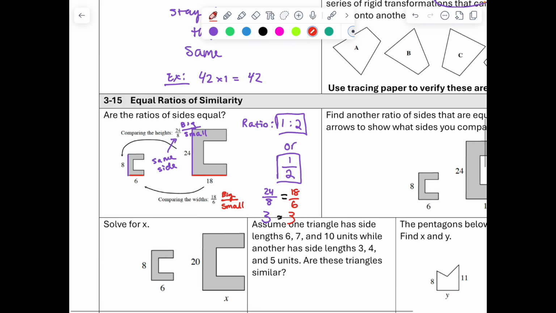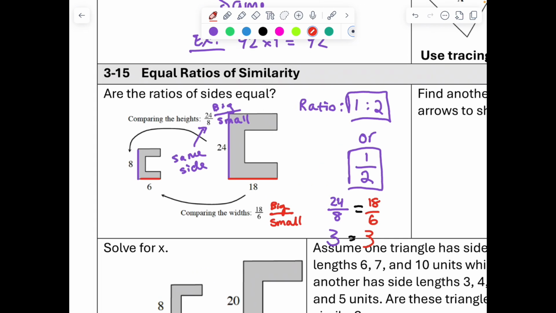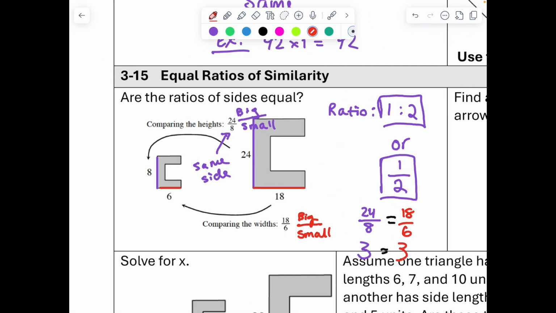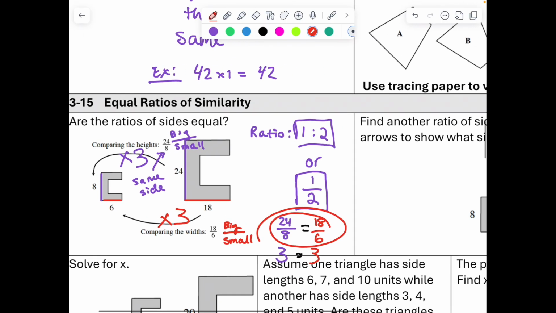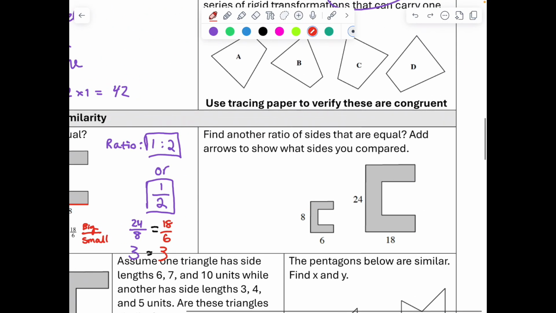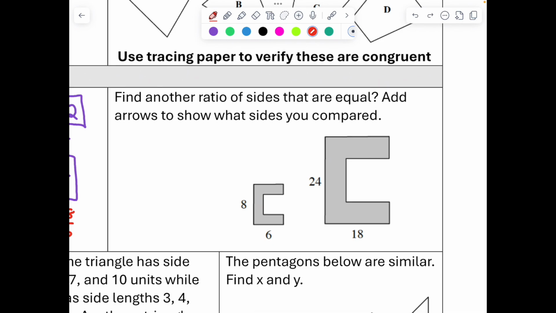So because the ratios of the sides are the same, that means that the purple sides have been multiplied by 3, and the red sides have been multiplied by 3. Because each side was multiplied by the same amount, these triangles are, or I'm sorry, not triangles, these C shapes are similar, okay? Each side was multiplied by the same amount. We saw that because their ratios of sides were the same, okay? So we're going to do the same thing here. We're going to find another ratio of sides that are equal, okay?